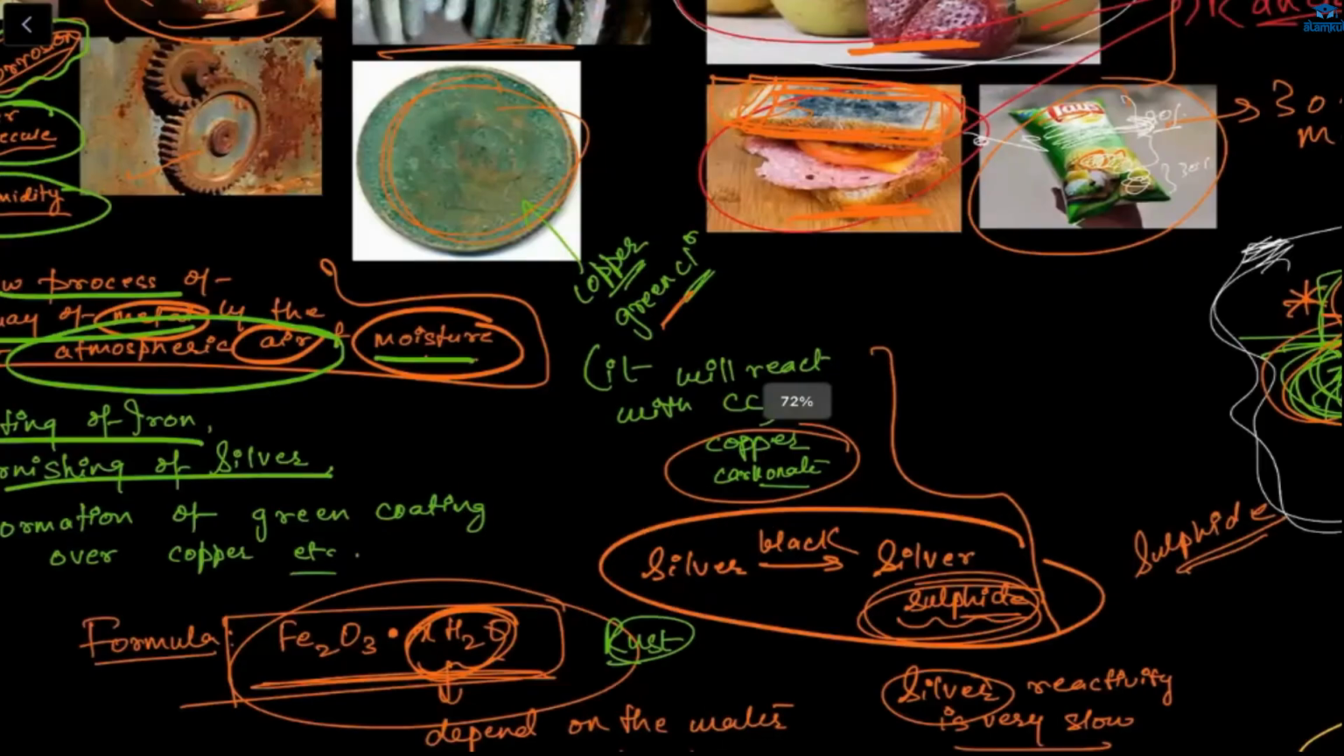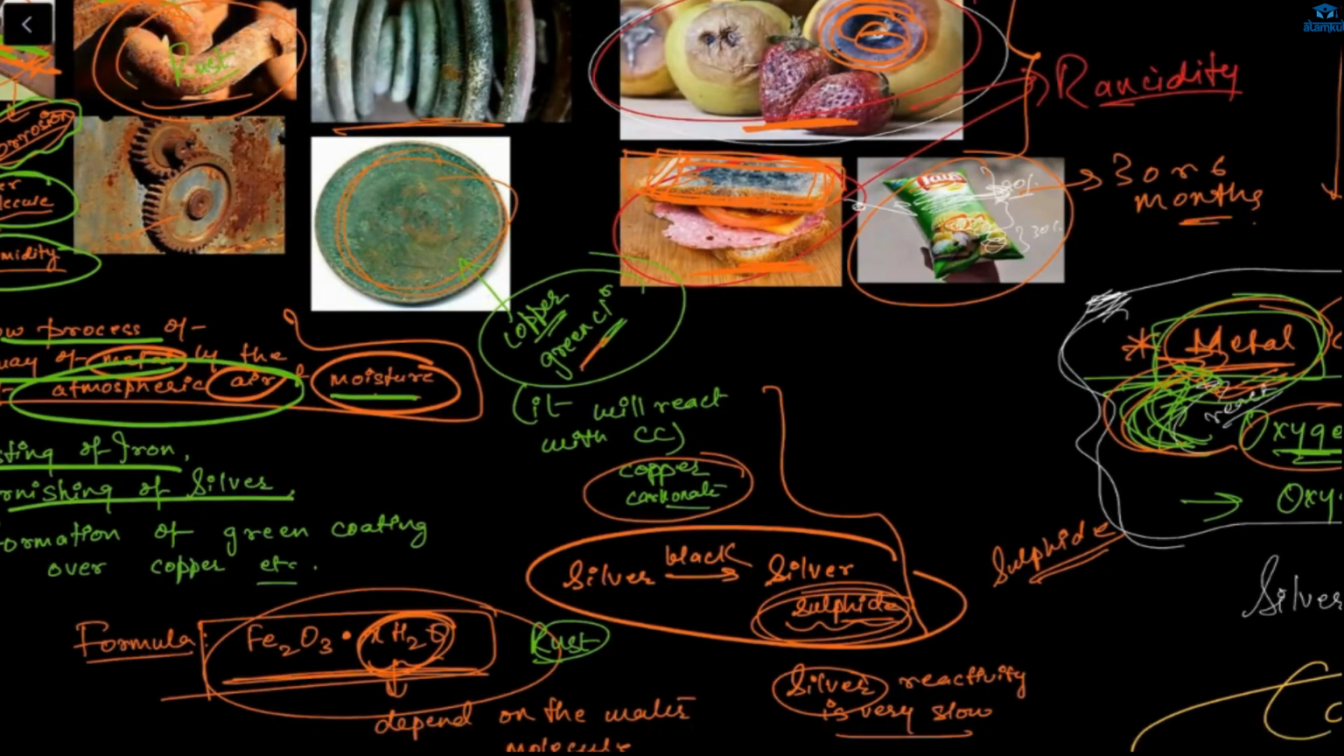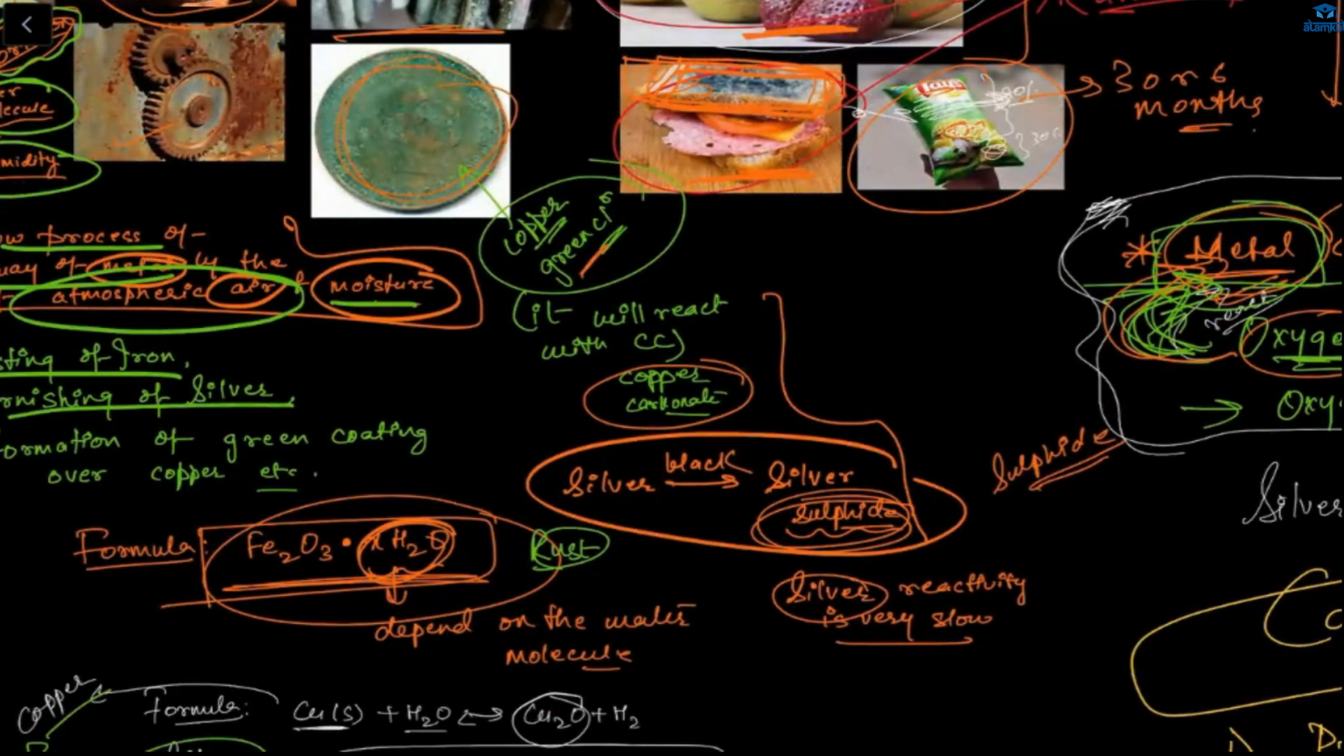Yes. Now, what is this? This is copper. Copper turns green because it reacts to form copper carbonate, and silver turns black in color because of corrosion, because of silver sulfide.